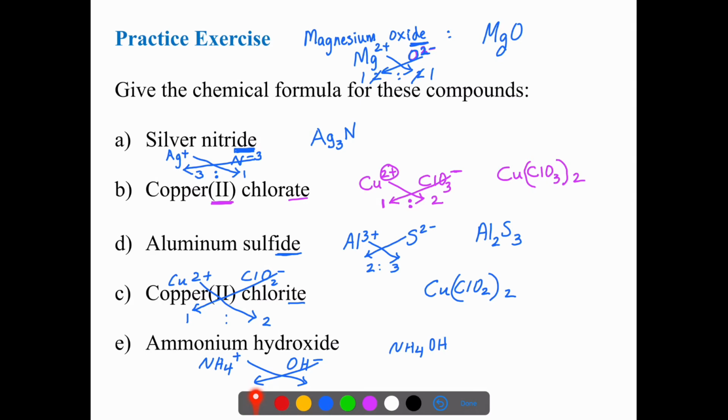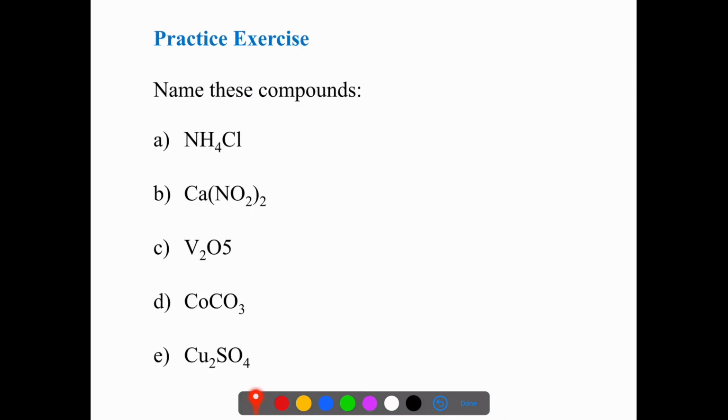Now coming to naming these compounds. So we have names here. When you name, it's very important to see whether the compound is ionic or molecular. So this one, ammonium chloride. Ammonium chloride is the only exception you have to remember. That means though it doesn't contain a metal, it is still an ionic compound.